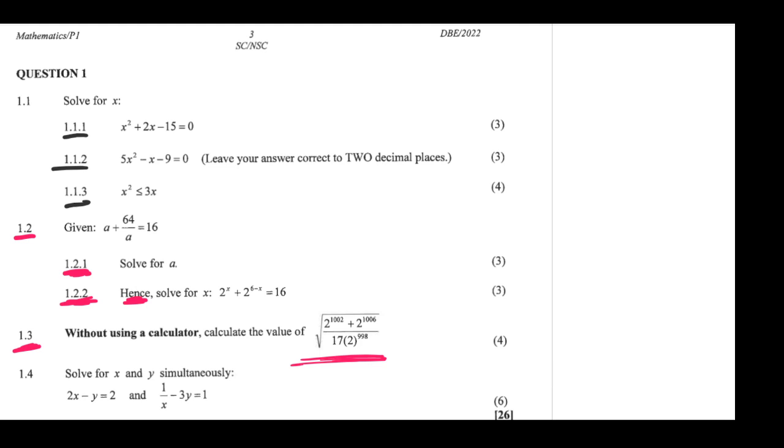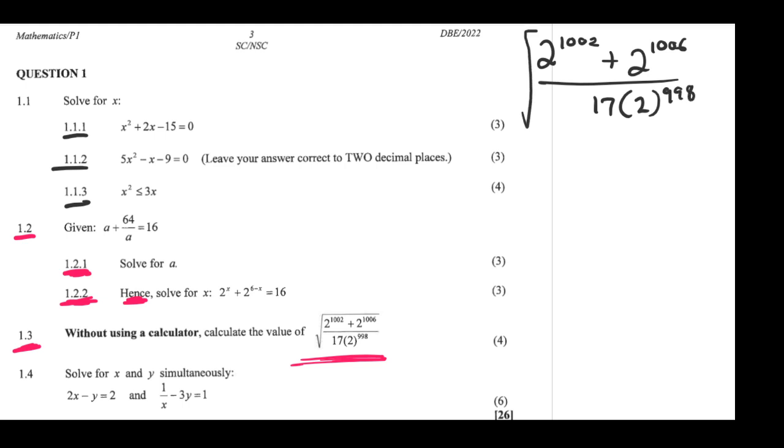So it's the square root of 2 to the power of 1002 plus 2 to the power of 1006 all over 17 into 2 to the power of 998. The whole aim when you have such problems is to simplify it. You can use a common power. For example, you can see that everything here is around 2 to the power of 1000, 2 to the power of 1006, right? So you can even use a common factor of 2 to the power of 1000. It can be common to all these expressions, right?